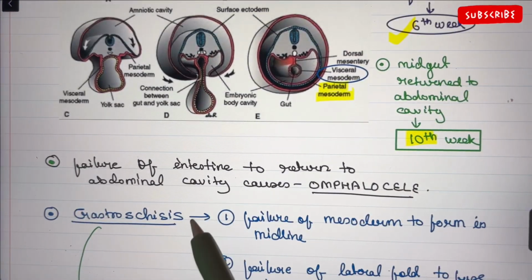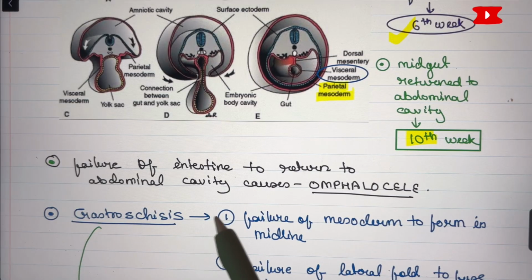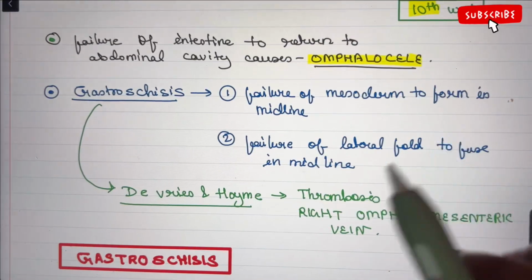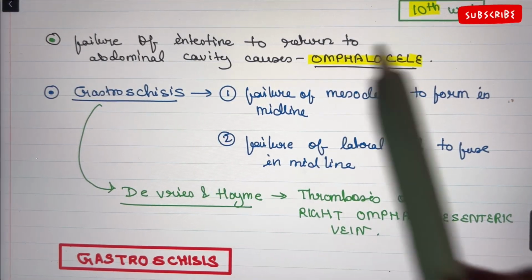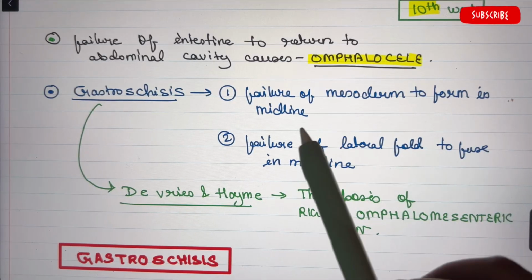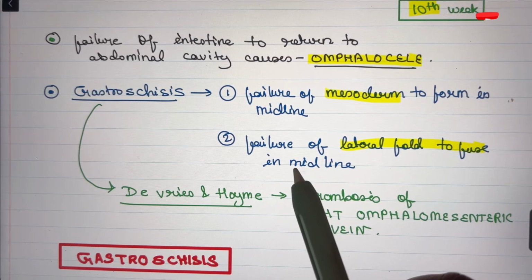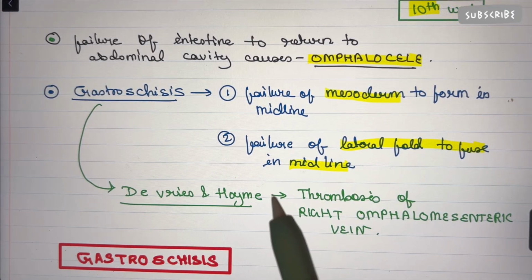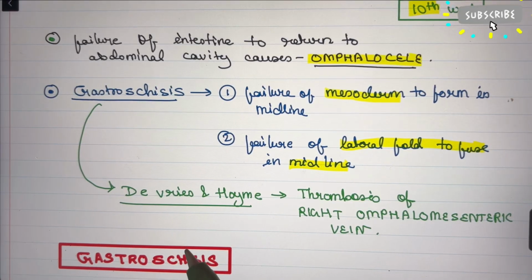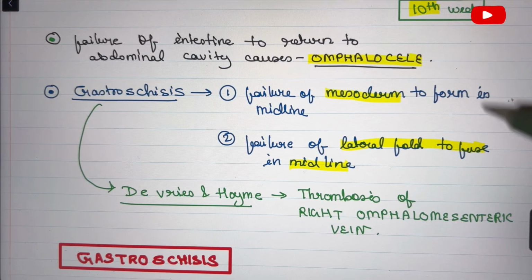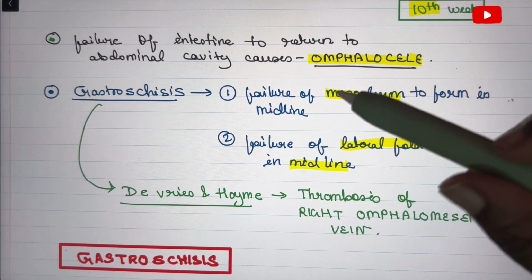If there is failure of the intestine to return to the abdominal cavity, this causes omphalocele. And what are the causes of gastroschisis? Number 1, failure of mesoderm to form in the midline. Another one is failure of the lateral fold to fuse in the midline, which causes gastroschisis. Now there is another theory by De Vries and Hoyme which says that thrombosis of the right omphalomesenteric vein causes gastroschisis. So these things you have to remember. What is the cause of omphalocele and gastroschisis?